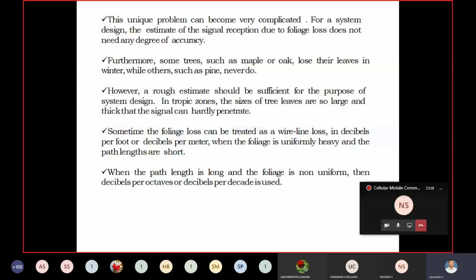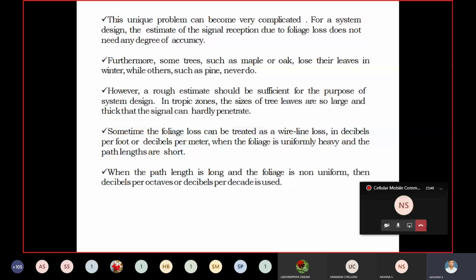Especially in snow falling areas, there are different types of trees: maple, oak, pine. In the winter season, suppose I consider Jammu Kashmir, where pine trees are more. In winter there are no leaves, and there is no problem.